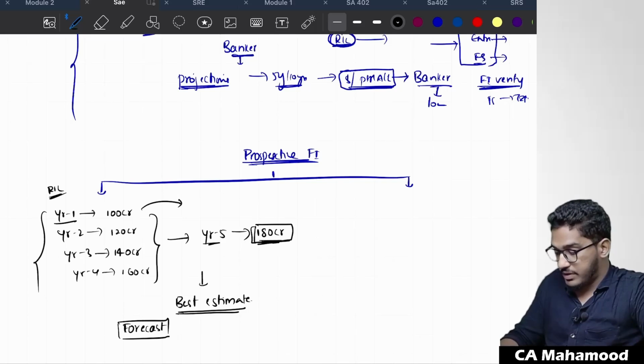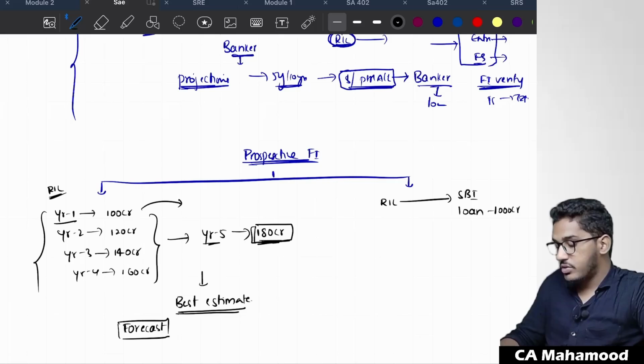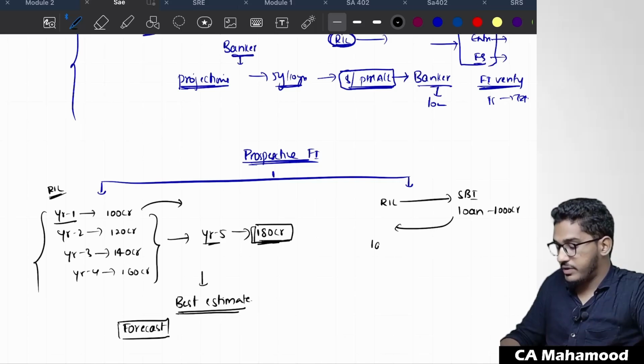Take for example, there's a company, Reliance Industries Limited. It went to the SBI and told them, sir, we need a loan of 1,000 crore. So SBI told them, okay, you prepare the projection for the coming 5 years. Now what Reliance Industries Limited has done is, they have told them, in case you give us this loan of 1,000 crore rupees, we will invest in the plant and machinery. Then our sales in the coming 5 years will go up to 10,000 crores.